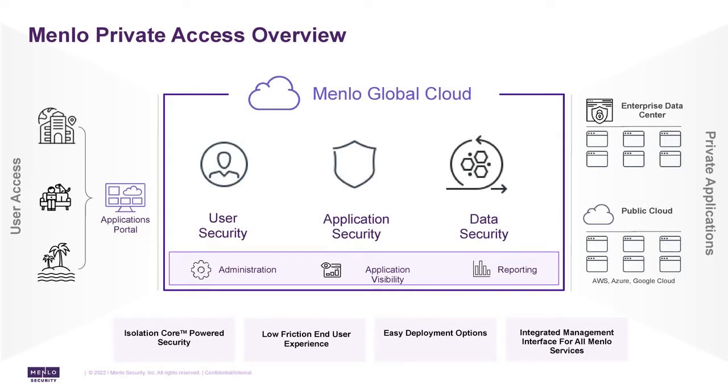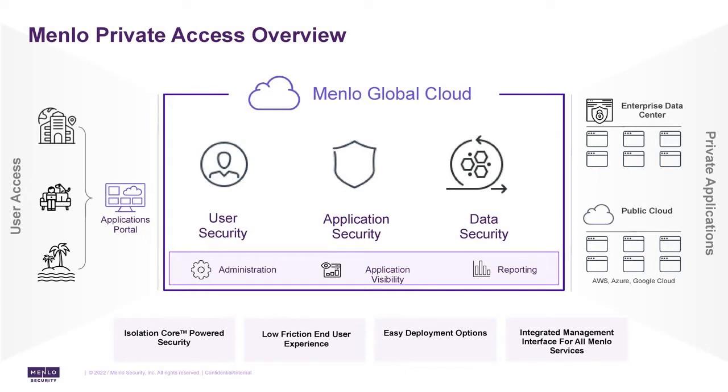There are a few points, and I'll cover those three in a little more depth in a couple of slides. Just to let you know, at the bottom we have four big things that we talk about here at Menlo that differentiate us in this regard. The first is the isolation core. Menlo has what's known as our isolation core that powers all of our security technologies: web gateways, DLP, CASB, all that stuff. But it's also part of the Menlo Private Access solution.